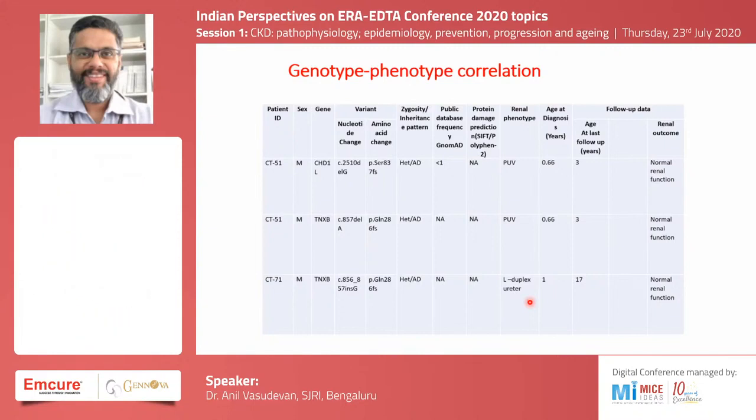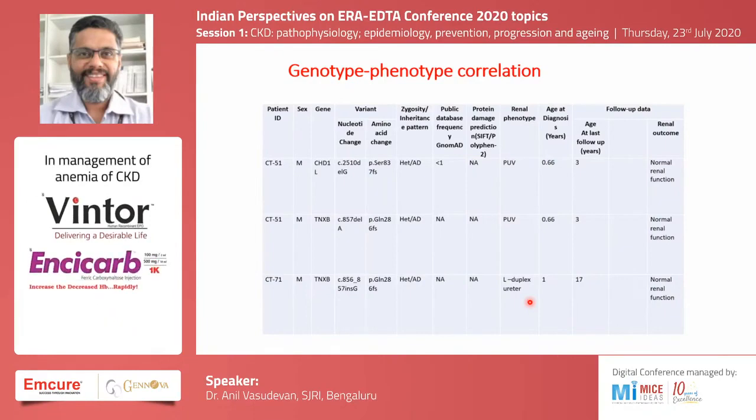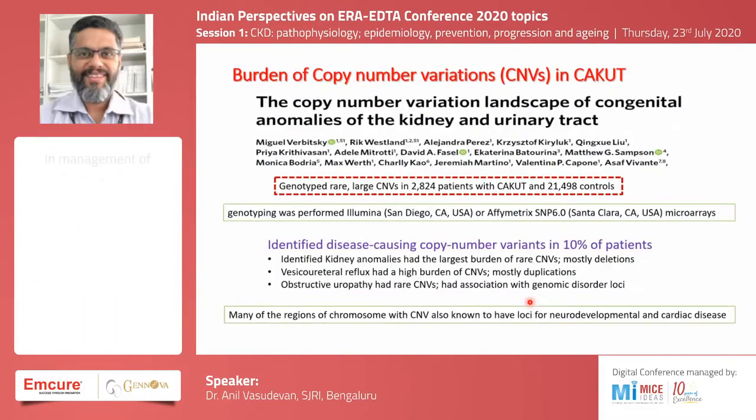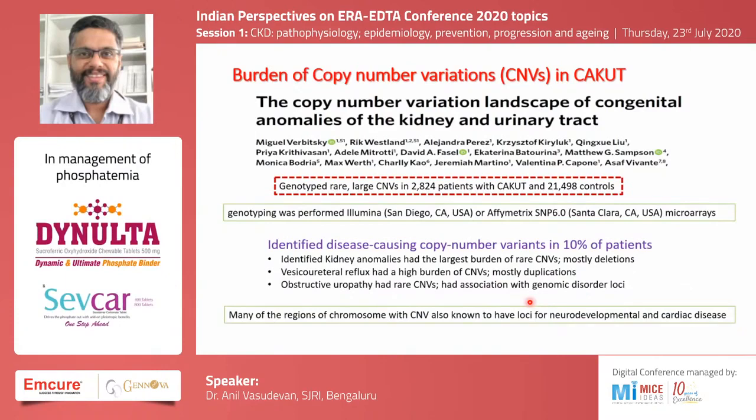Apart from single gene mutations, what has now been identified is that there is a significant number of CAKUT where copy number variations are involved, which I have already said are large deletions across many genes involving more than 1,000 base pairs.